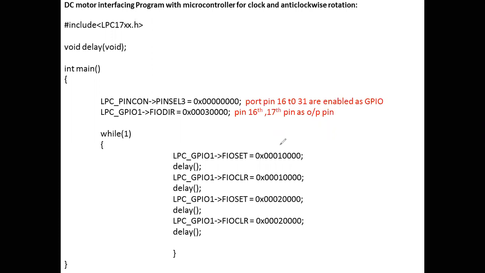So in order to work your DC motor, you only require 2 pins. That is the supply you require from the microcontroller. Clear with this? That is your 16th and 17th pin. You have connected VCC and ground in the first case, so the DC motor will start rotating in the clockwise direction. And in between you are calling the delay.